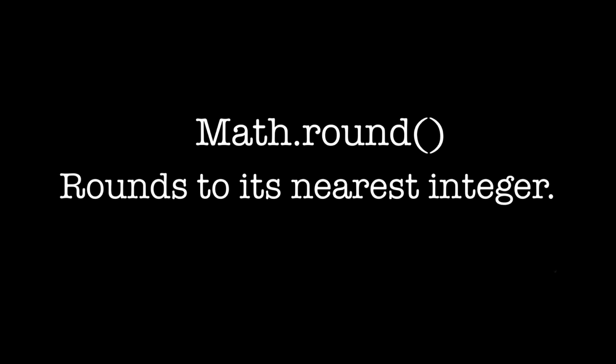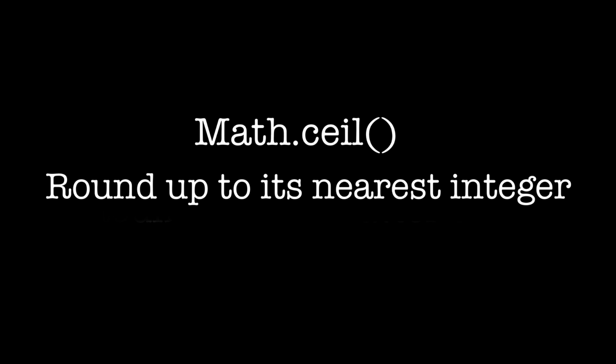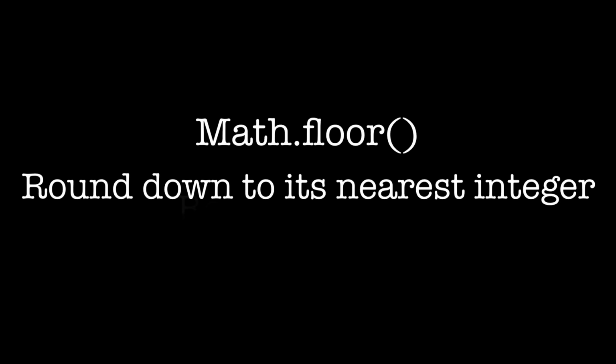Math round is how we round normally. 5 and above rounds up, 4 and under rounds down. Math ceil would round up no matter the decimal. For example, 4.2 will round up to 5. Math floor, which is different from math ceil, will round down no matter the decimal.